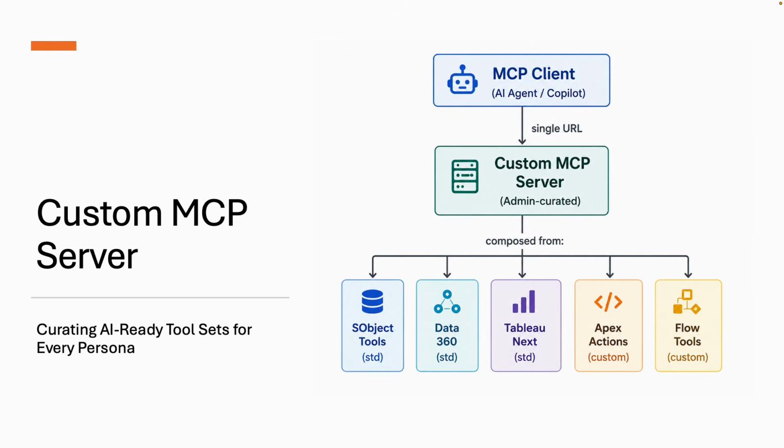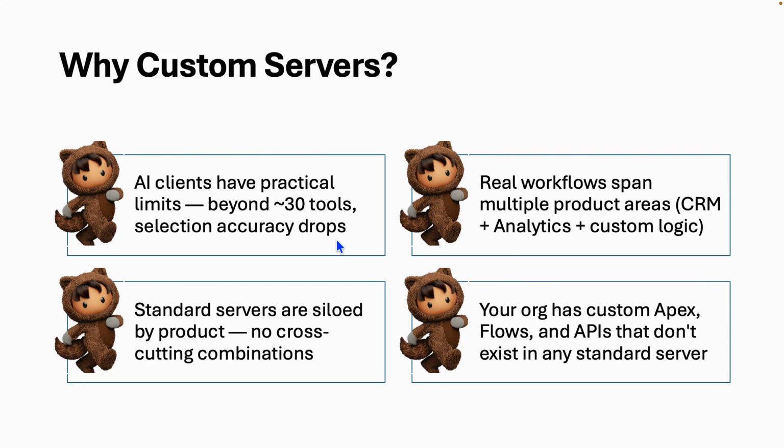Now, whenever an AI client connects to that URL, it will discover what tools are available. So the question becomes, what if your workflow requires tools from multiple product areas? For example, you want to create your MCP server that takes the CRM data, applies some analytics on it, and then also adds some custom logic that you have already written in your flows or Apex. And that is where the custom server comes in. Now let's look at what the custom servers are and why we require them.